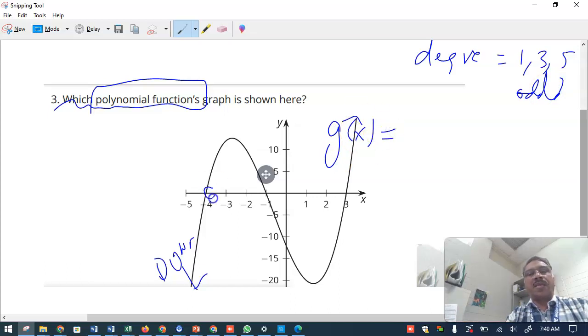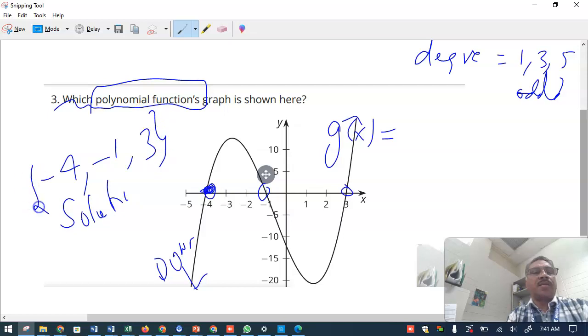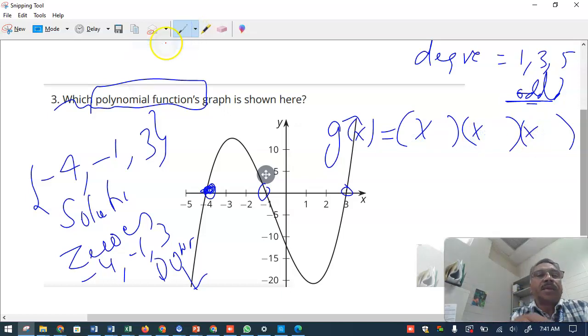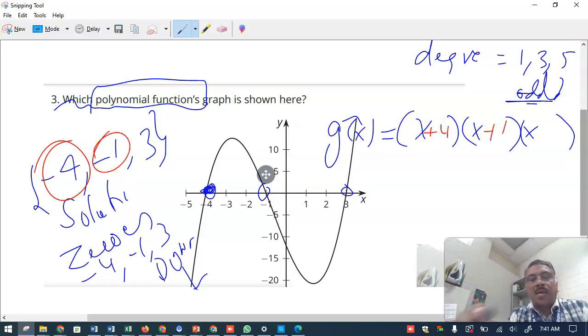Because there are three of them, you have the horizontal intercepts, or x-intercepts, negative 4, negative 1, and 3, and these are also solutions. If you want to write the solution, you put braces. If you want to say zeros, you just write minus 4, minus 1, and 3. Now, since the degree is odd, you put three factors with x, x, and x, and write the opposite of each. The opposite of minus 4 is plus 4, the opposite of minus 1 is plus 1, and the opposite of 3 is minus 3, and you're done.